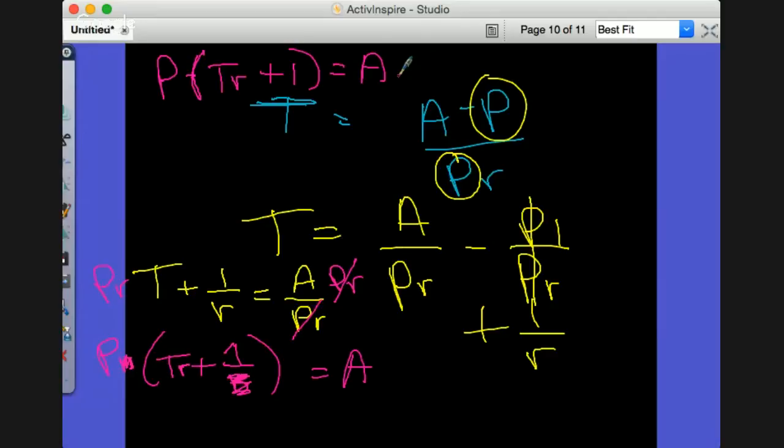Wait, so did the R from the PR just cancel out the 1 over R? Yes, because if you did, it would be R over R. What's R over R? Just 1, which is what we put there. And so, yeah, it would cancel it out.